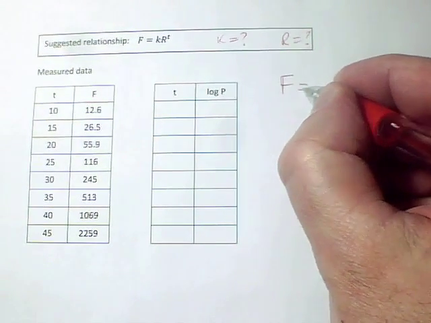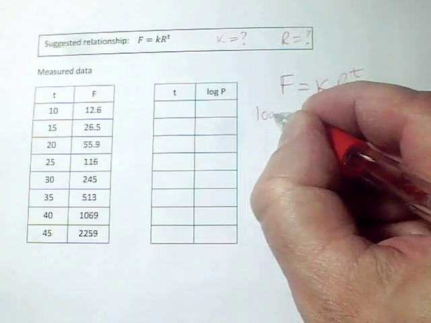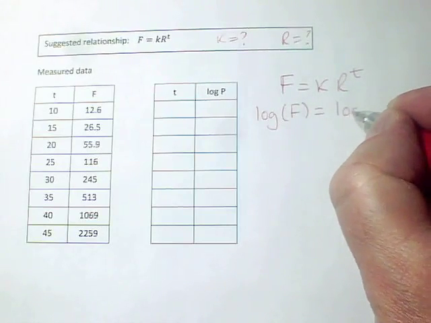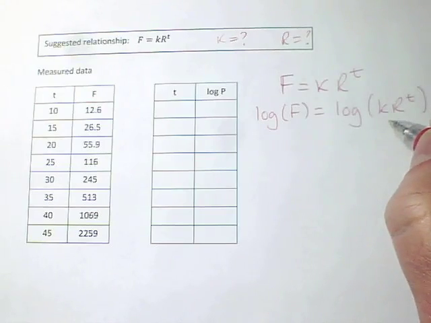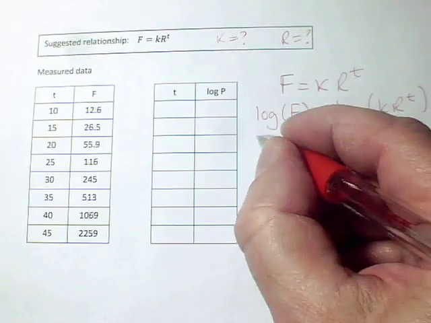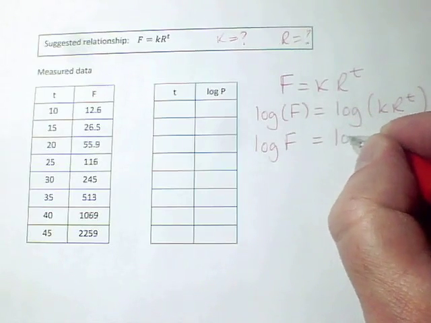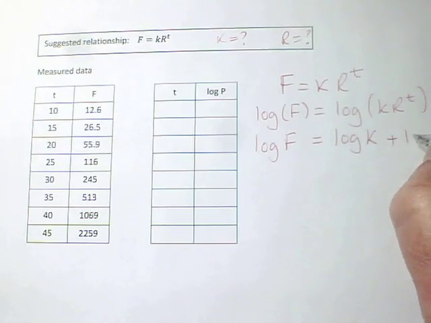We start with f equals k times r to the power t. We do log of each side. So log of f is going to equal log of k r to the t. This is log of something times something. So using laws of logs, log of f equals log of, it's a product, so log of the first thing k plus log of the second thing r to the t.